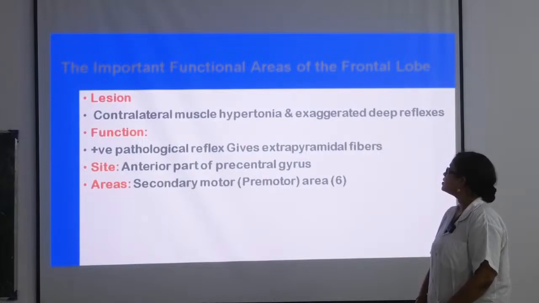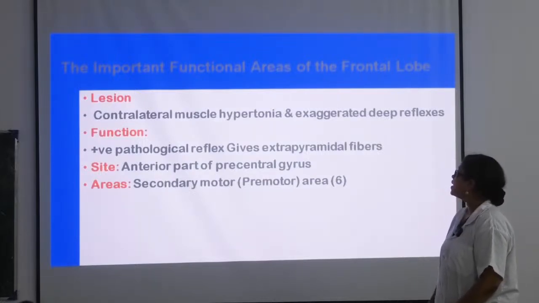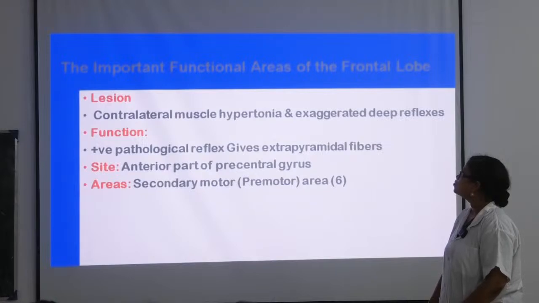Then the next one is the premotor area, area 6. If it is affected, so there would be contralateral muscle hypertonia and exaggerated deep reflex.